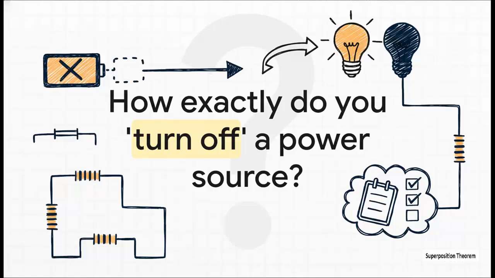All right, but wait a second. That brings up a pretty big question, doesn't it? I said you turn off the other sources. What does that actually mean when you're analyzing a circuit? I mean, you can't just pretend they're not there. There are very specific rules for this.